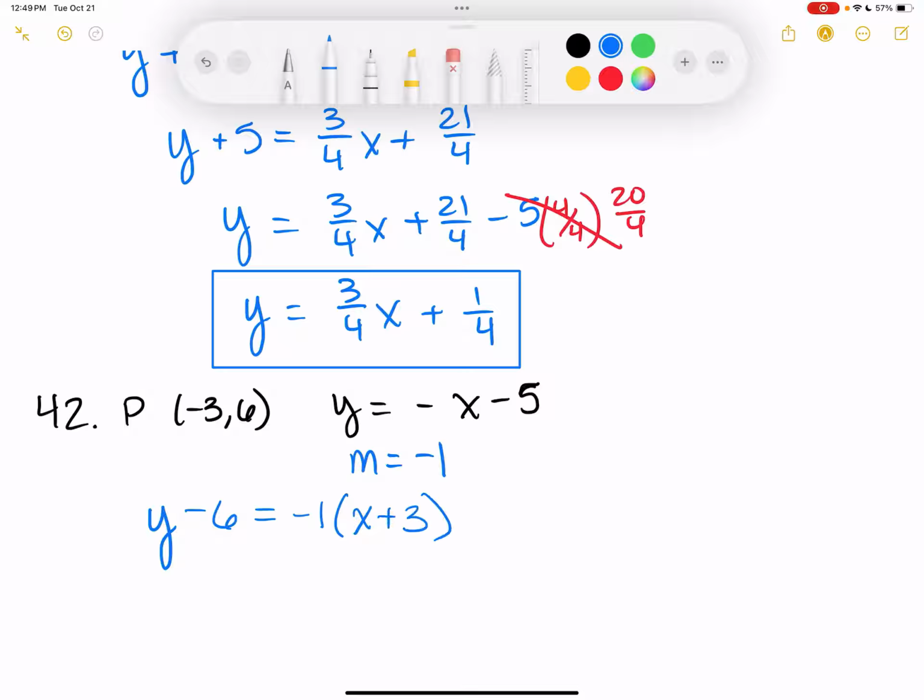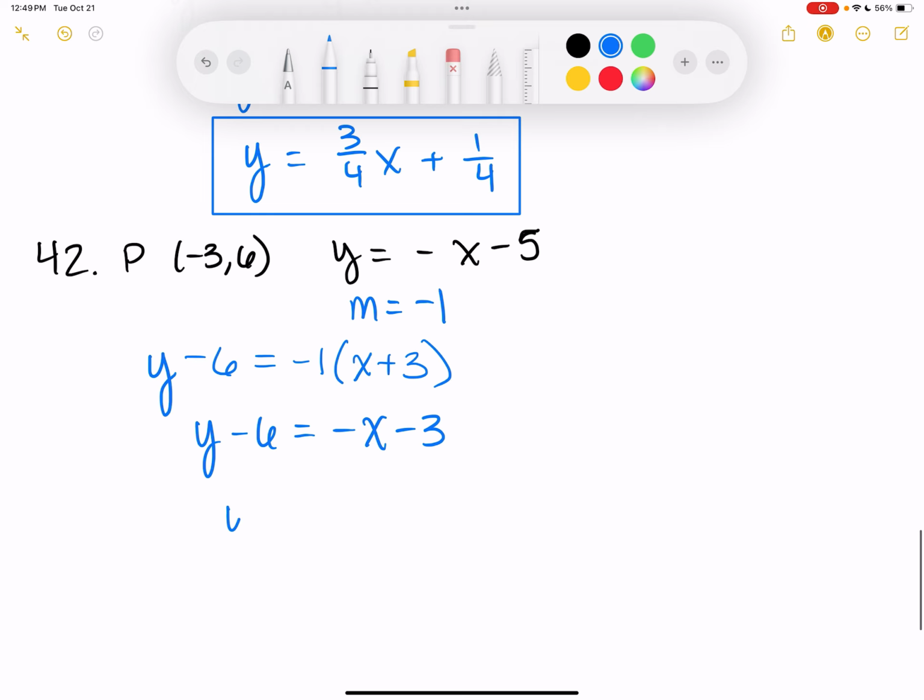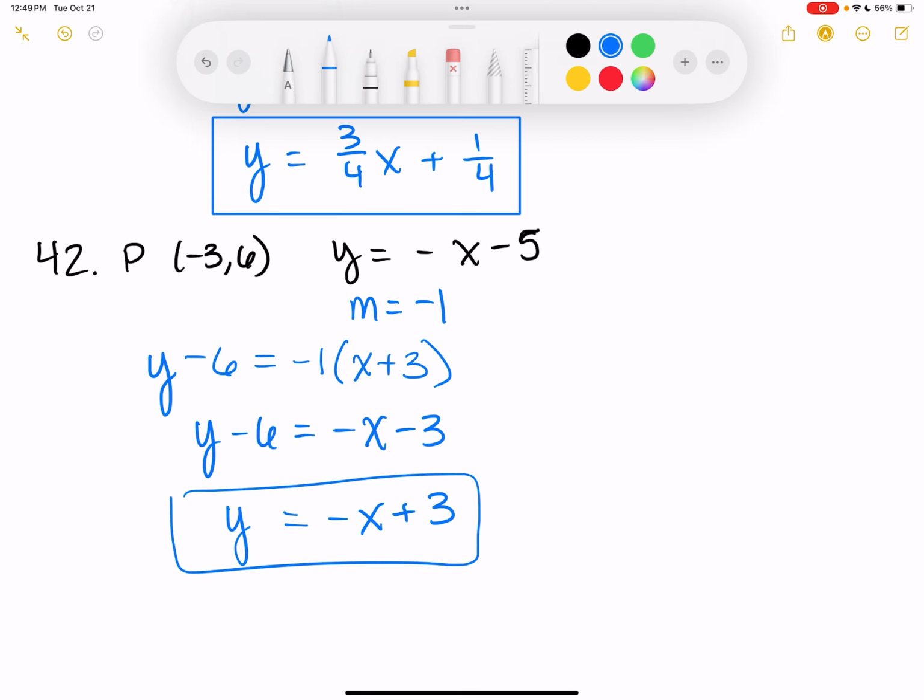So I've got y minus 6 is equal to -x minus 3. And then I just need to add the 6 over. So y equals -x, -3 plus 6 is +3. So y equals -x plus 3. And that's my equation of my line on one like that.